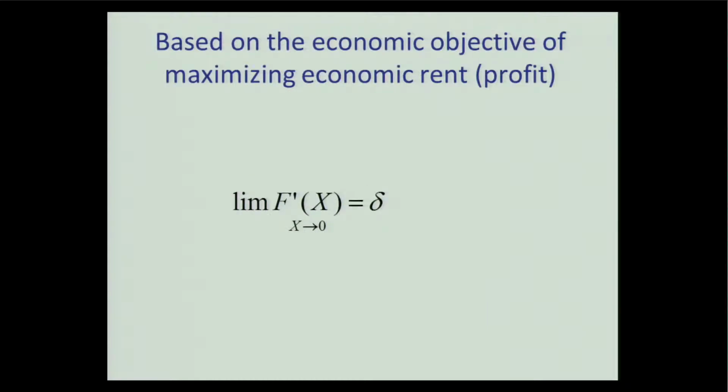And if you look at it from the economic side, if you try to maximize the profit or the rent, the limit as x goes to zero is equal to delta, which is the discount rate. So actually your growth depends on the discount rate. From the economic point of view, it is equal to your growth rate from ecology. So in equilibrium, the two are equal. If you want to have equilibrium, you have to balance the two.